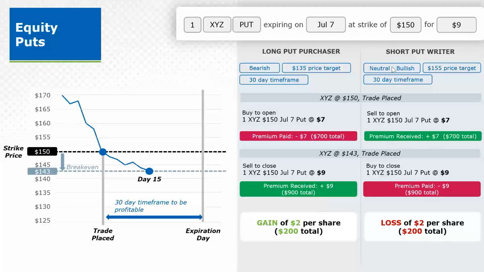And remember, for a short put writer or even a short call writer, the time decay works in favor of them because it depreciates the value of the option and it allows you to purchase it at a cheaper price eventually down the road. In this case, the short put writer would buy to close the put option for $9 a share and therefore has to pay $900 in total. This results in a net loss of $2 a share.